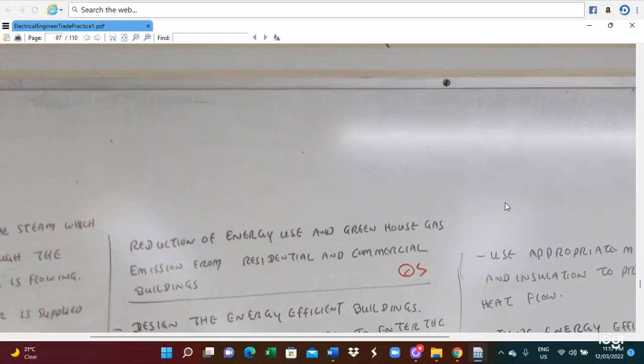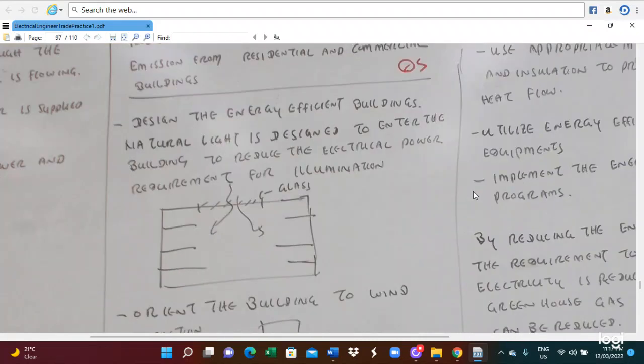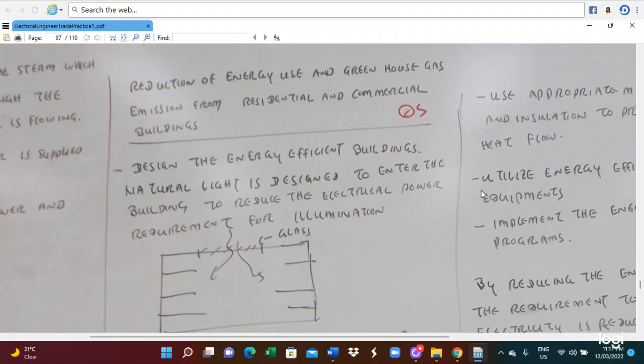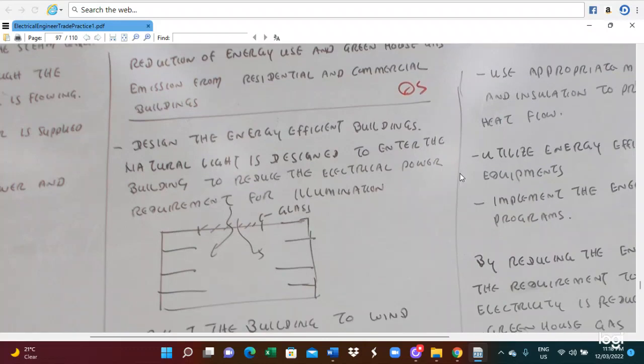So we are also utilizing the combined heat and power system. By this way, we can improve the power energy efficiency. We also reduce the energy use and greenhouse gas emissions. So we have to design the energy efficient building system.